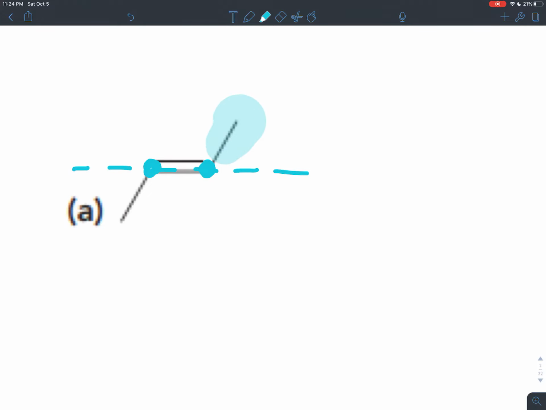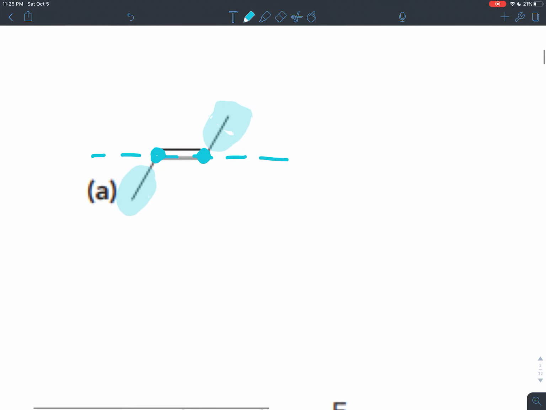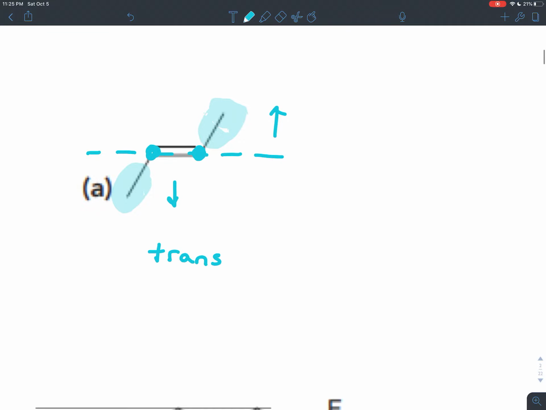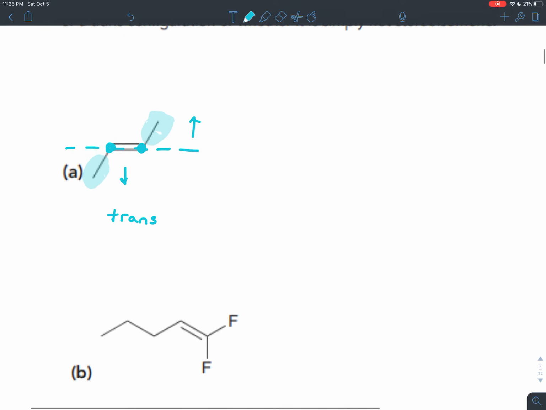So you have a methyl group, a CH3, coming off of that carbon on the right, and you also have a methyl group, a CH3, going off of the carbon on the left. So you have the same groups there, so you can think about cis and trans. And because one is going up and the other is going down, they're on opposite sides of that dotted line, and the stereoisomeric term to describe that is trans. So trans means they're going in opposite directions. So that's the trans stereoisomer, the trans configuration.